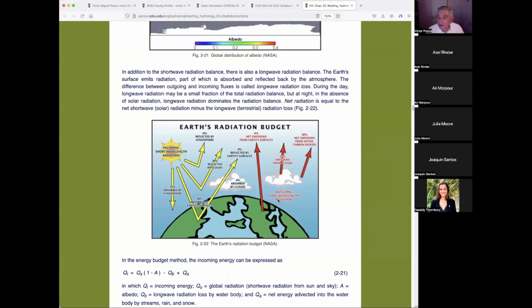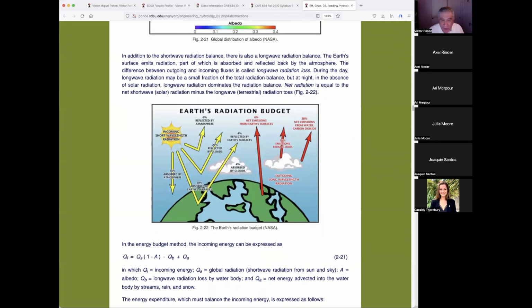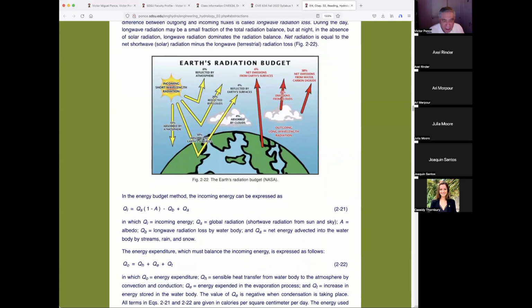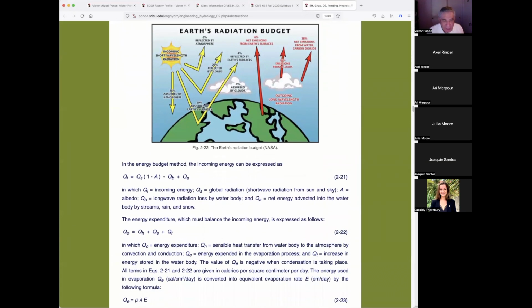There's also the balance, or the radiation budget, which is a very complex thing, and I'm not going to bore you with it, but I do want you to take a look at this chart later on. Now, in the energy budget, the incoming energy can be expressed as this formula, 221. Q sub I is incoming energy, Q sub S is global radiation, which is 1 minus the albedo. A would be the albedo.